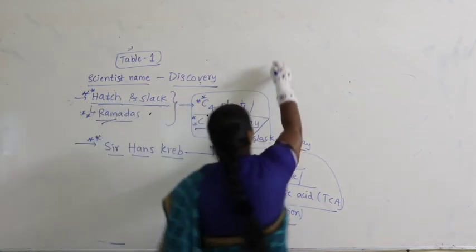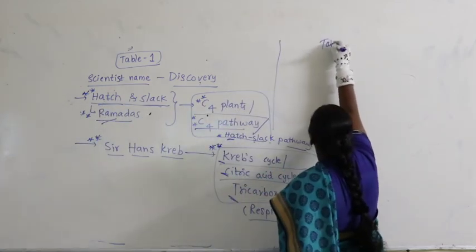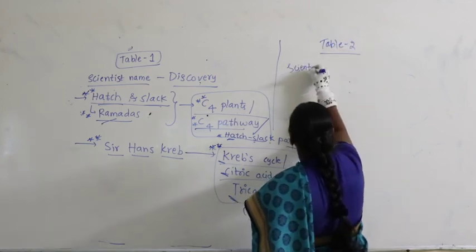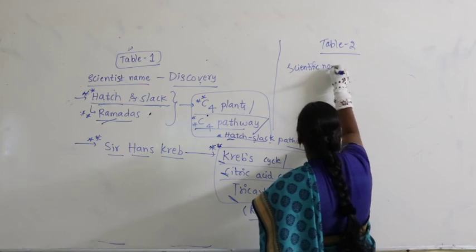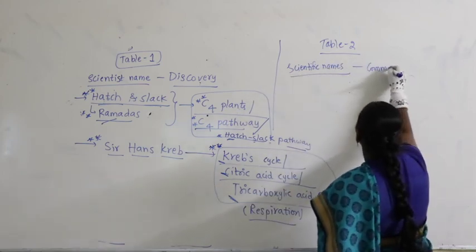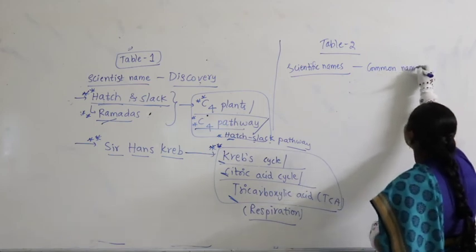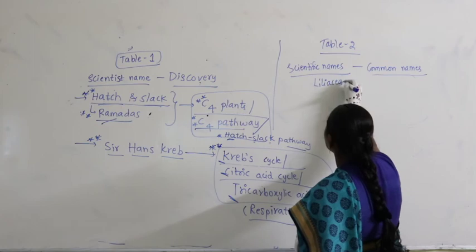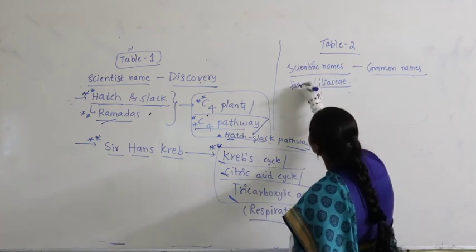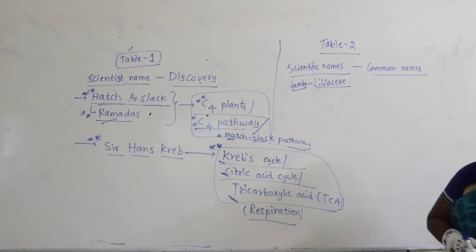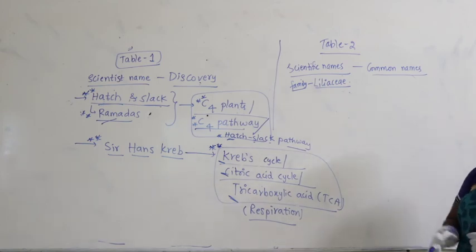Now, coming to table number 2, let us go with the scientific names. Let us study the scientific names of the plants, and along with that, let us make a list of the common names. So, where are we here? In the discussion about the family called Liliaceae. So, we are discussing the family Liliaceae. We have already written a few scientific names.